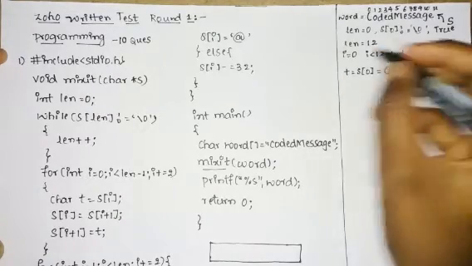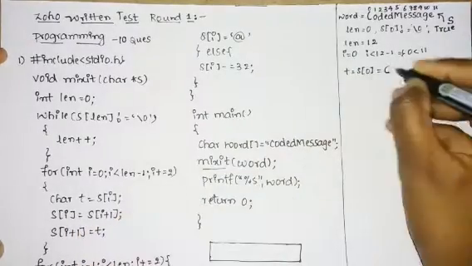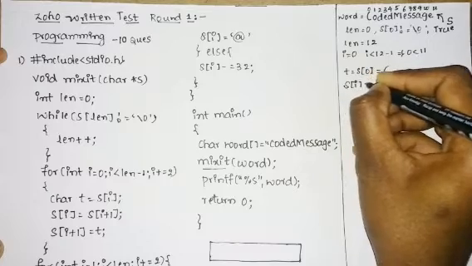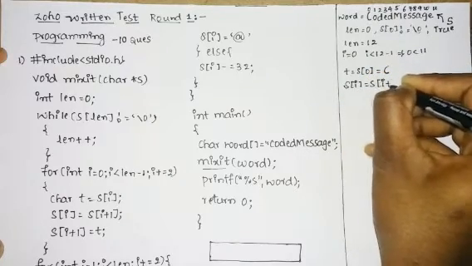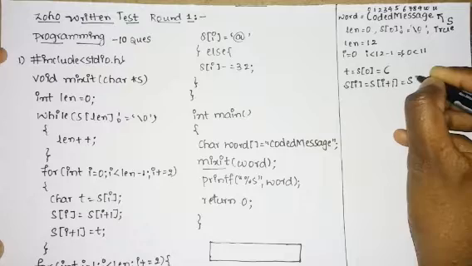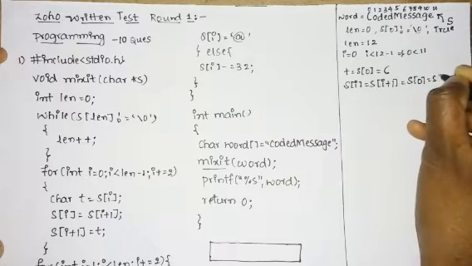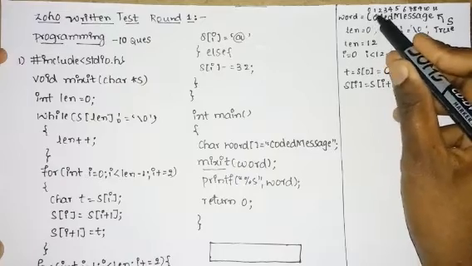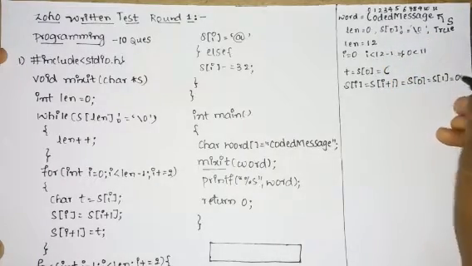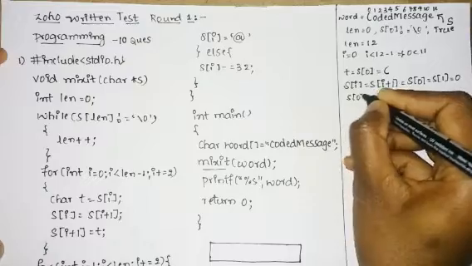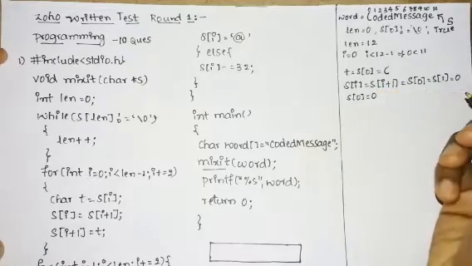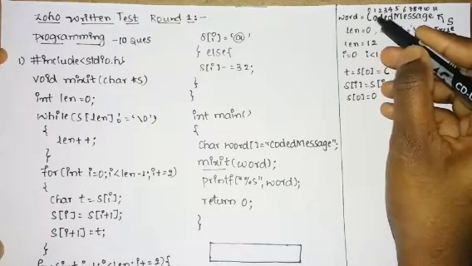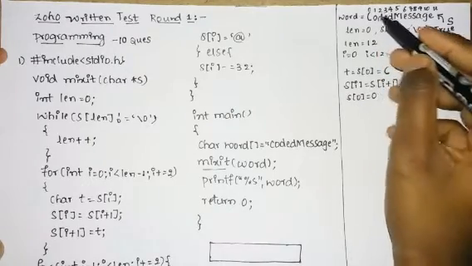So then after that, s of i is equal to s of i plus 1. So again, the next thing is s of i equals s of i plus 1. s of i plus 1 is nothing but s of 1, which means at the 0th position you are going to assign the s of 1 value, that is O. Because at the s of 1 position we have the letter O, so O is assigned to the s of 0 position.